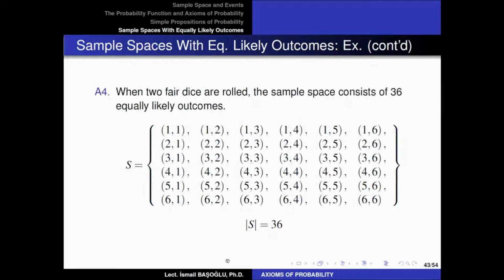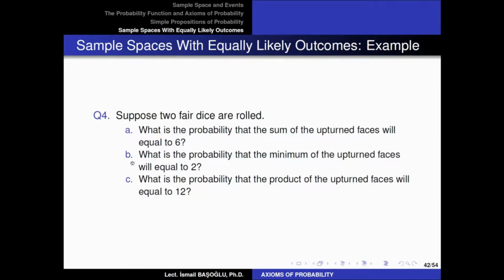Now let's go back to our question and answer part B. What is the probability that the minimum of the upturned faces will equal 2? When you toss two fair dice, you will see two numbers, and one of them is going to be less than the other one, or at least equal to the other one. That value is called the minimum of the upturned faces. So when you toss two fair dice, the minimum of the two values that you see in front of you is called the minimum of the upturned faces.